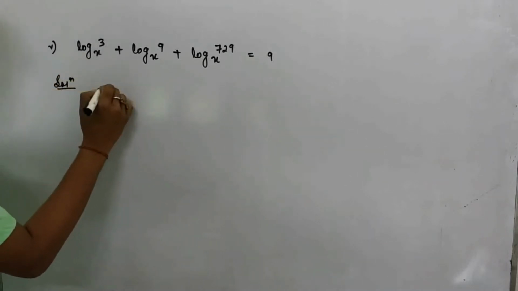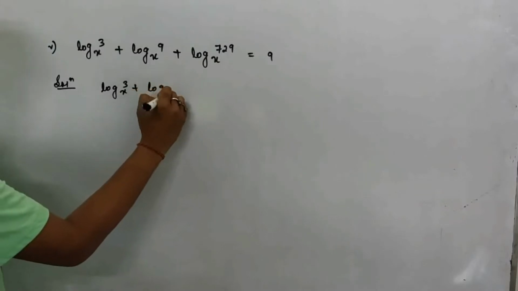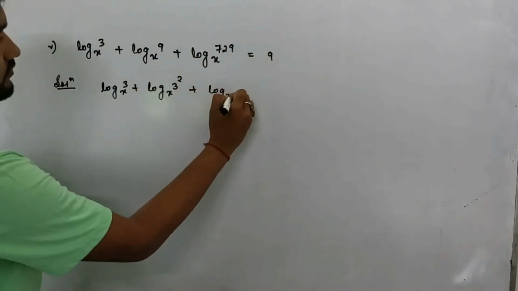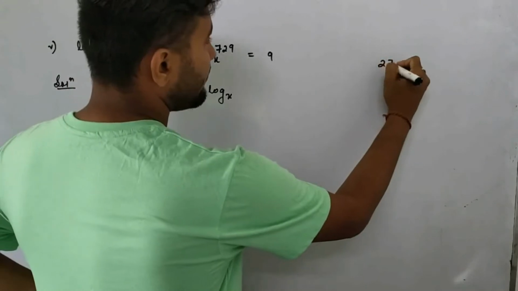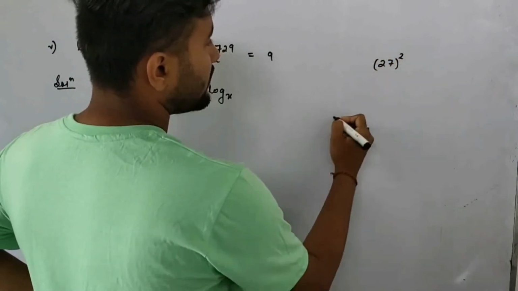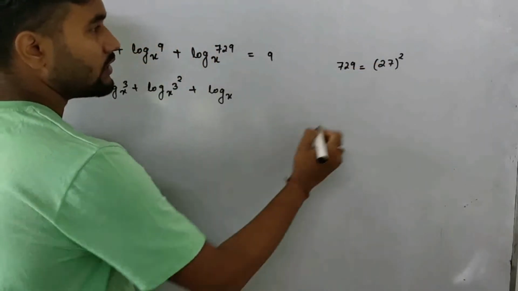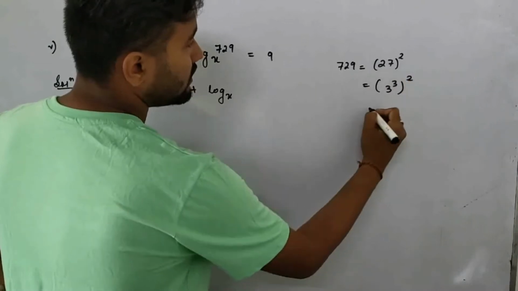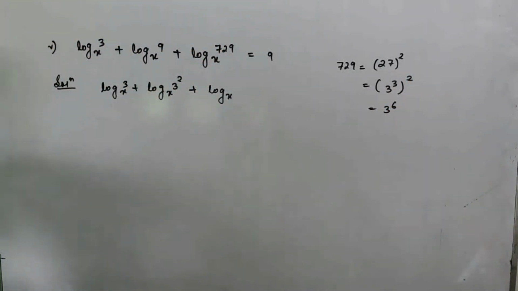Solution, keep on solving. I can write this as log 3 base x plus log, write in terms of 3, 3 square plus log 3 to the power how much is 729? 729 is actually 27 square, okay? 729 is equal to 27 square. Then again 27 is how much? 3 to the power 3. 3 cube is 27. So 3 to the power 6 is how much? 3 to the power 6 is 729, okay?